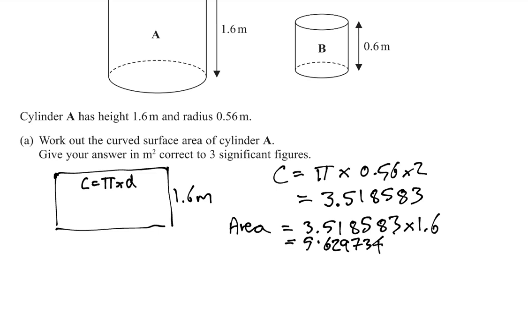And it wants it to three significant figures. So 1 is the 5, 6, and then the 2. Does that round up? Yes, because it's 9. So it's 5.63 meters squared to three significant figures.